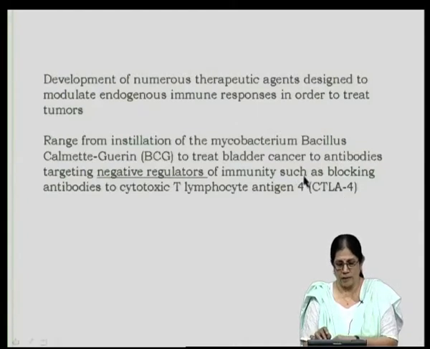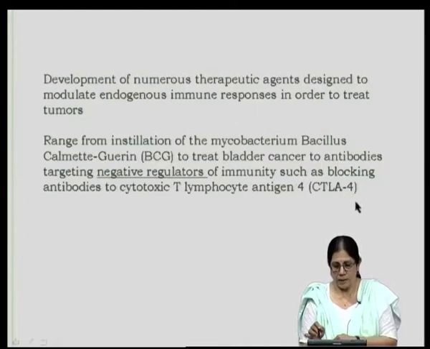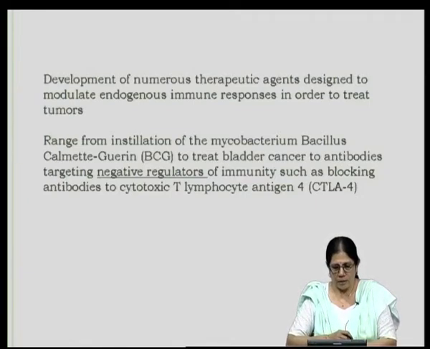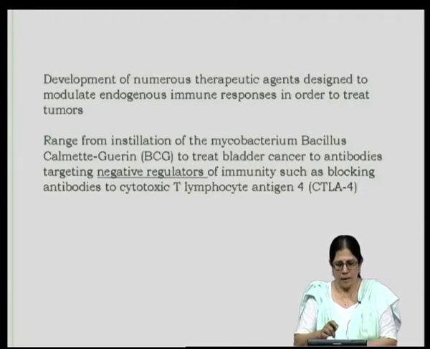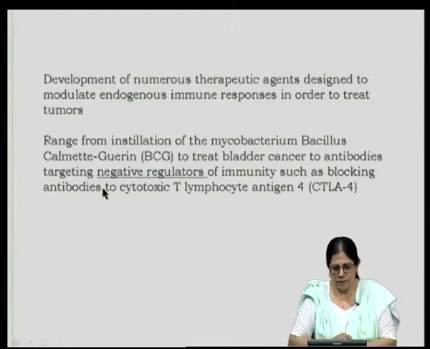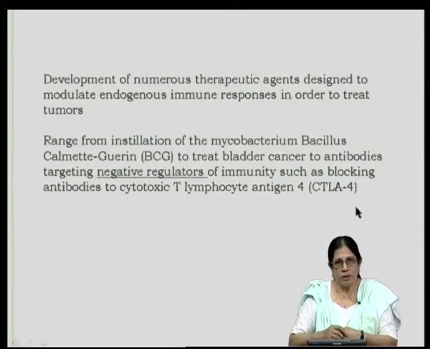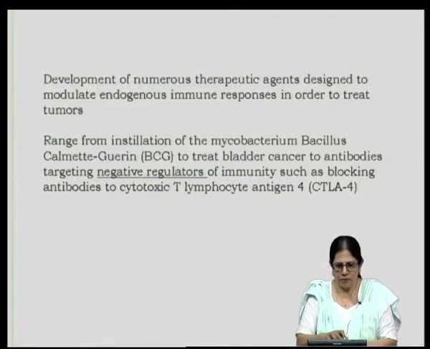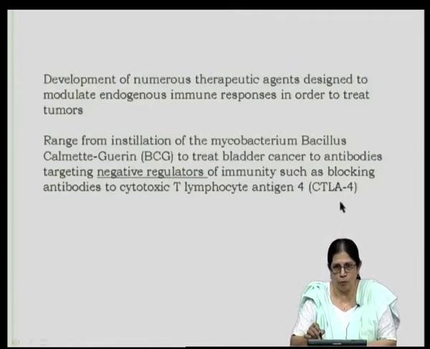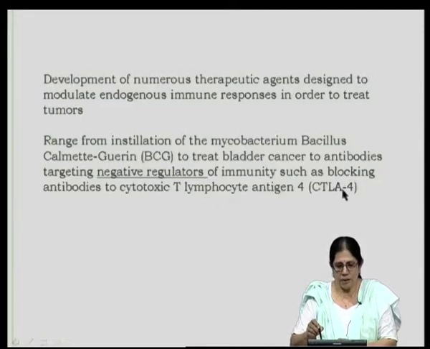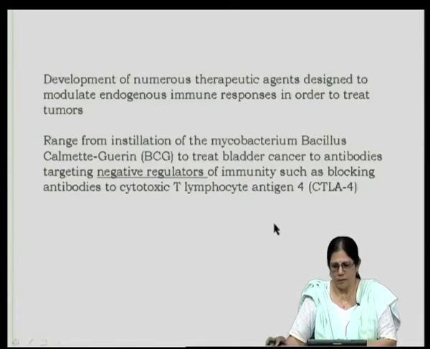Now, this is the simplest. The other end of the spectrum is to activate the immune system by inhibiting negative regulators. You may have studied by now the molecule CTLA-4, which is a negative regulator of cytotoxic T cells. If CTLA-4 is inhibited, let us say by blocking antibodies, then there would be no negative regulation, and therefore there would be enhanced cytotoxic T lymphocytes against the cancer cells.